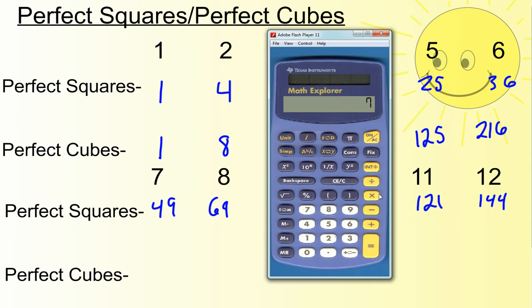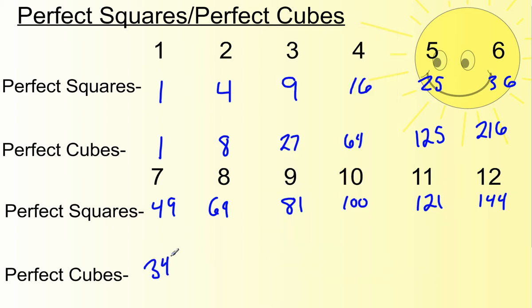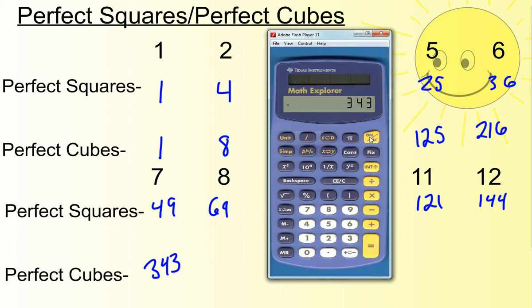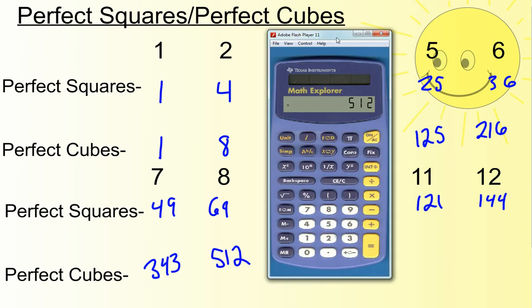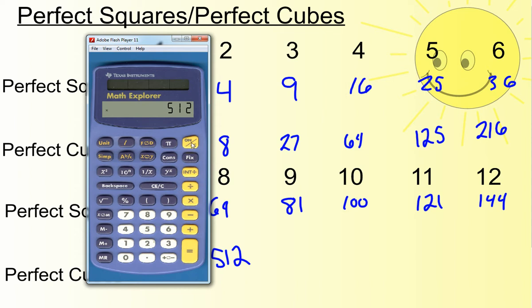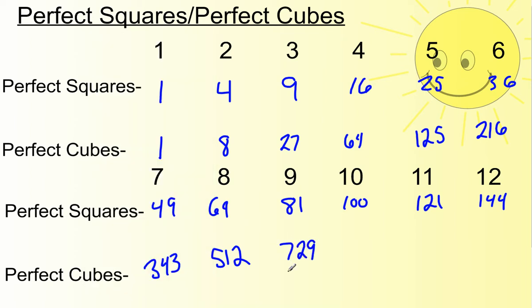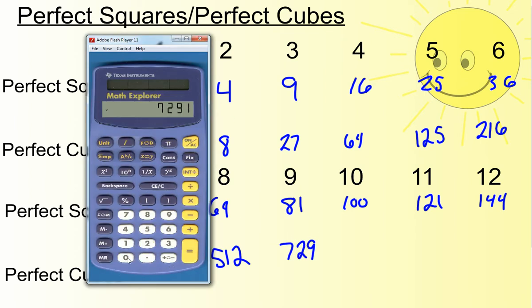And 7 times 7 times 7. 343. 8 times 8 times 8. 512. 9 times 9 times 9. 729.